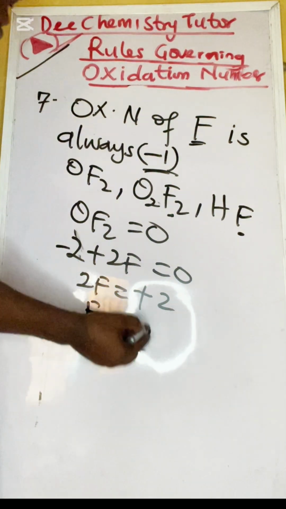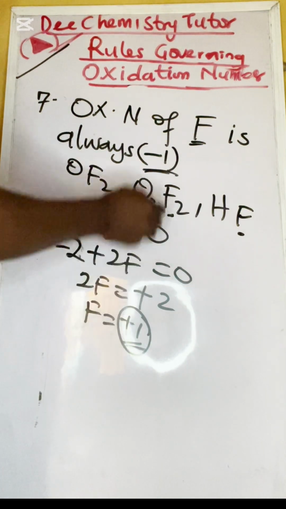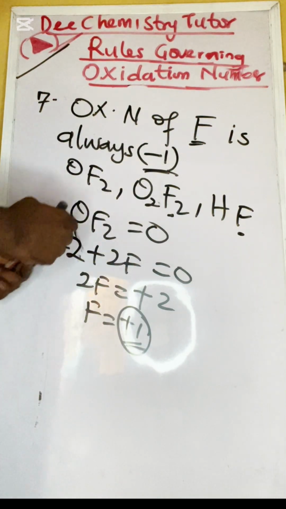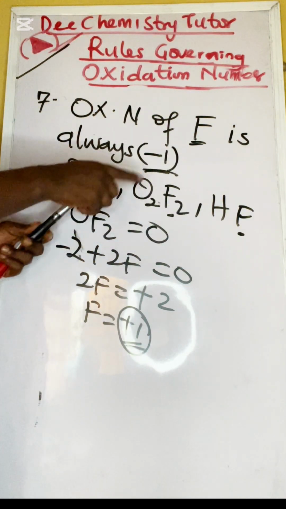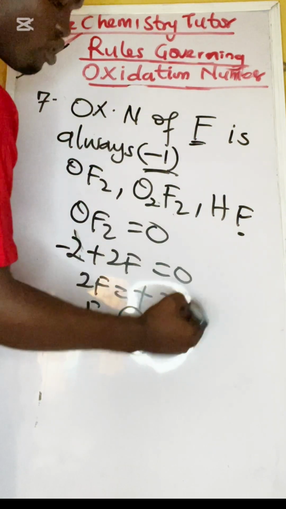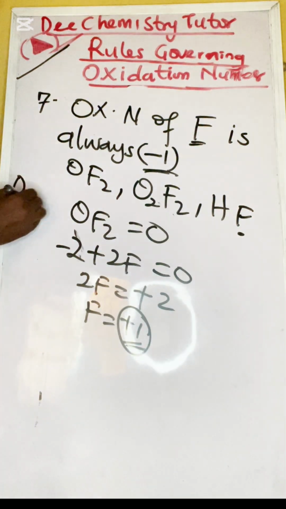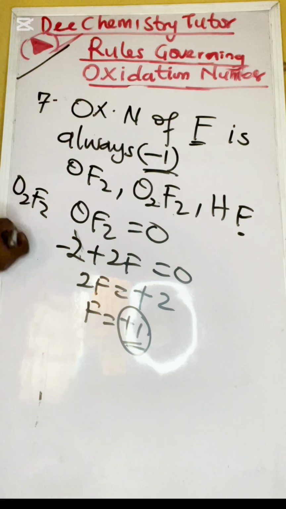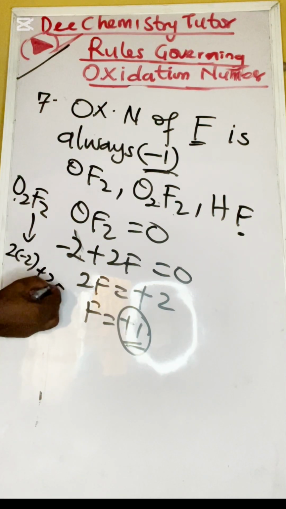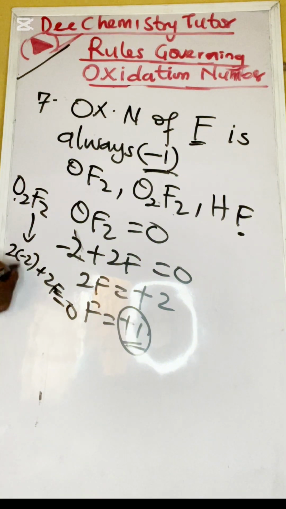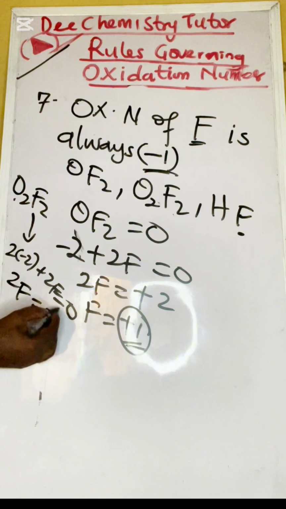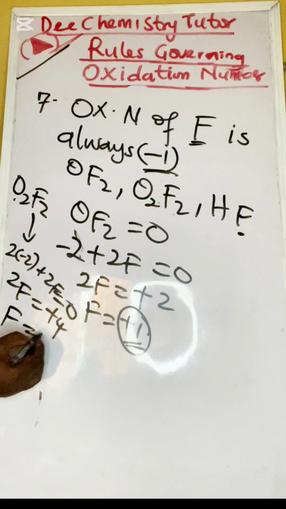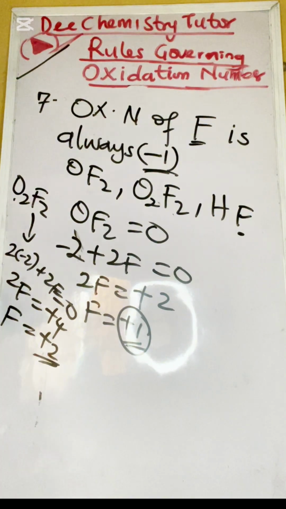That is wrong. Fluorine cannot be plus 1. Fluorine must always be minus 1. So you don't calculate for fluorine because it's the most electronegative. If you do the same thing for fluorine in O2F2, you also miss it. Look at what you will get. It will be 2 times minus 2 plus 2F equals 0. So you now see that 2F equals plus 4. Then F will be plus 2. Fluorine cannot be plus 2.